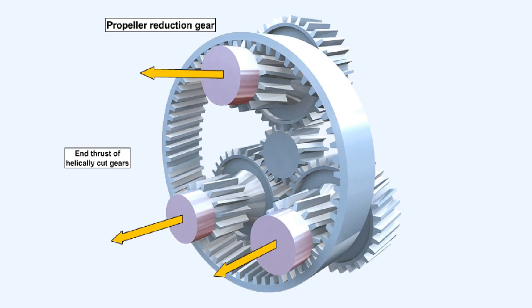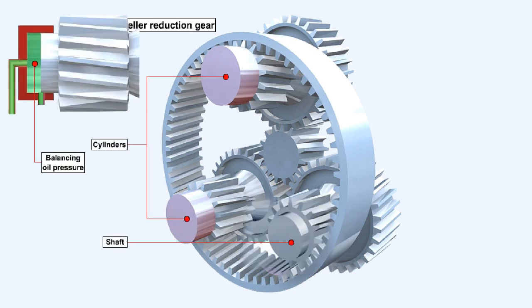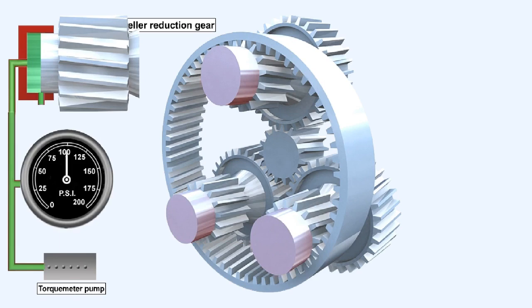Engine torque is proportional to the horsepower being produced by the engine, and this is transmitted through the propeller reduction gear. The helical gear torque meter system depends on the axial thrust which is developed when helically cut gears are used to transmit power through the propeller reduction gear. The shafts of the gears rotate within cylinders, and the axial thrust they develop is balanced by oil pressure trapped inside the cylinders. Torque meter oil pressure is transmitted to a gauge in the cockpit. The gauge is calibrated in pounds per square inch.